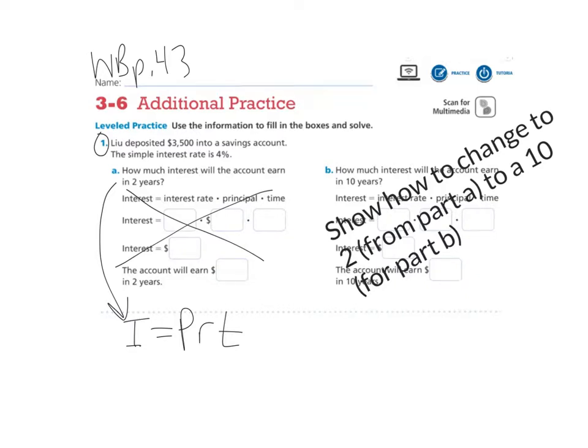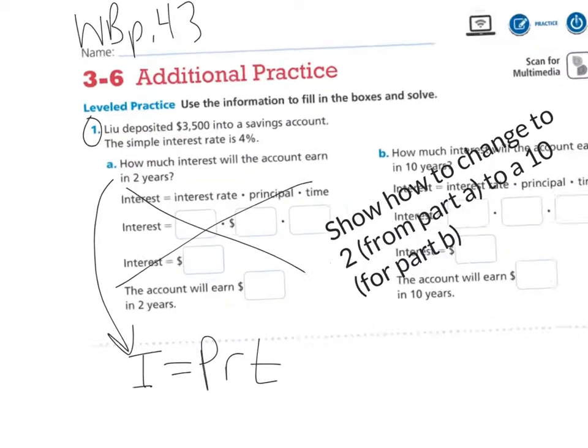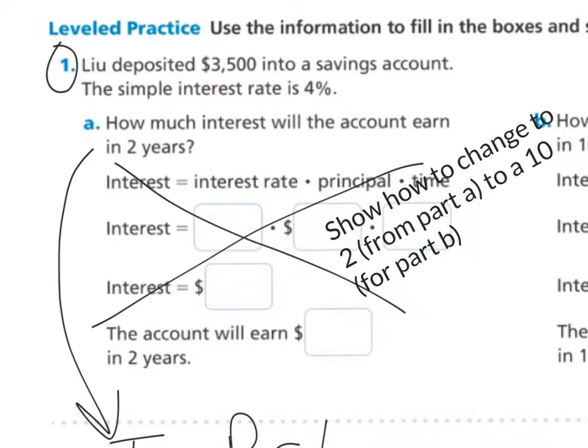Workbook page 43, continuing talking about simple interest. We deposited $3,500 into a savings account. Simple interest rate is 4%. How much interest will the account earn in 2 years? Again, the book's doing this a little bit differently. They just have a little bit different order and stuff there.